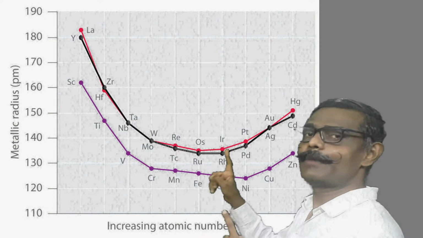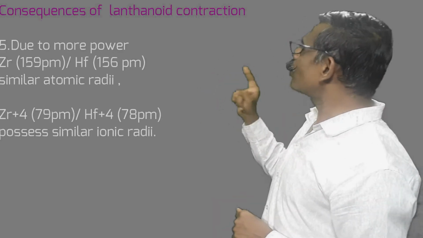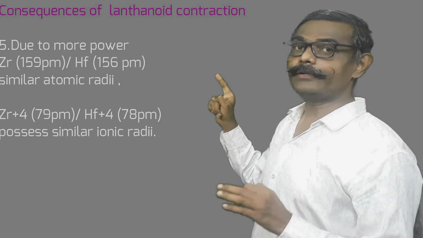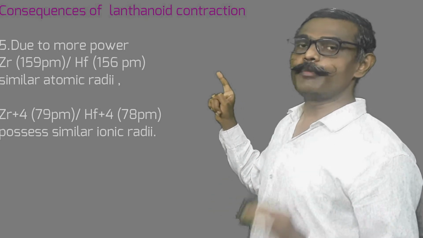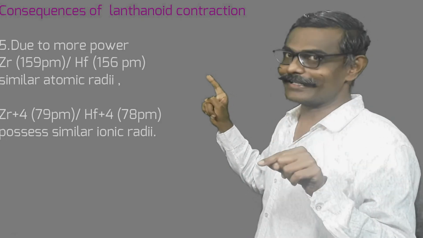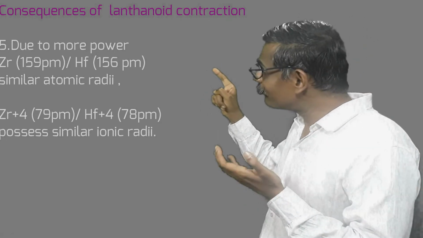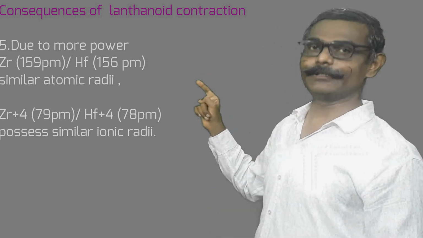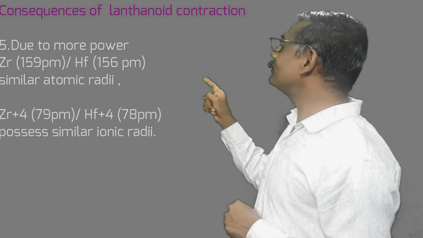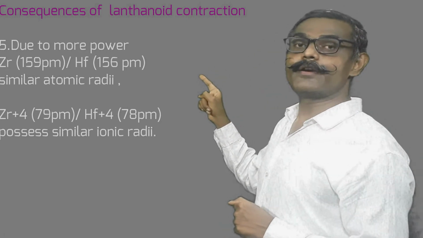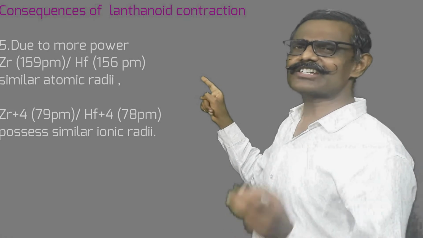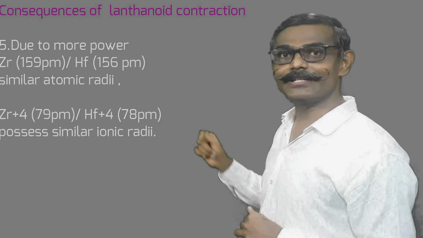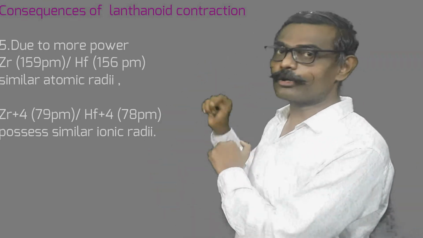Let us discuss this by one example. The size of zirconium, Zr, is 159 picometer. It is a 4D series element. Now see the 5D series element. Below zirconium there is hafnium, and the size of hafnium is 156, just a 3 picometer difference. Means the sizes are considerably the same. Okay, that is for atomic size.